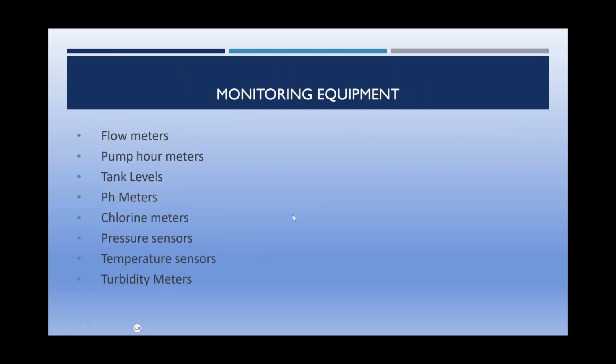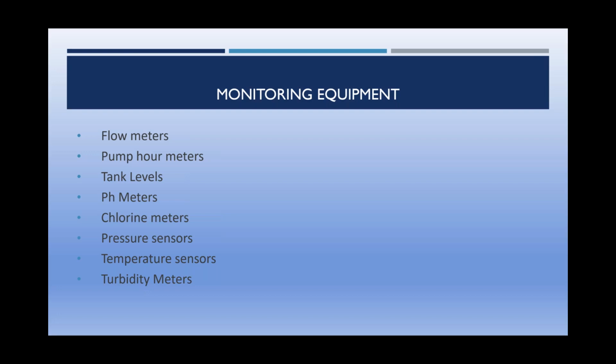There's a lot of equipment out there now for monitoring your systems, far better equipment than we had 20 years ago. We have flow meters. We have, of course, pump hour meters. There's tank level monitors, often done with pressure, sometimes done with just floats, sometimes done with just a scale on the outside of your reservoir that floats up and down.